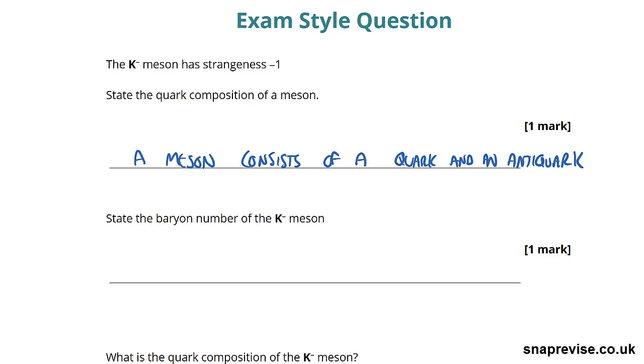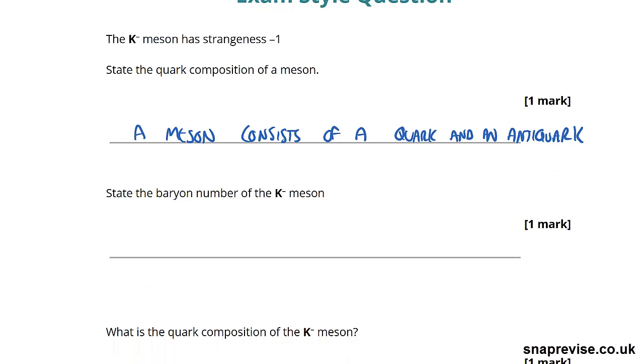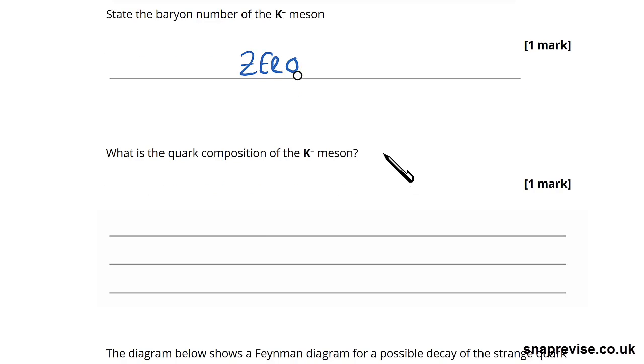Then they'd like us to state the baryon number of the K- meson. Well, we also remember that each quark has a baryon number of +1/3, and each antiquark has a baryon number of -1/3. So therefore any meson has a baryon number of 0. Then they would like us to state the quark composition of the K- meson. So we know that it's got a strangeness of -1, so it must have a strange quark in it. That's a given.